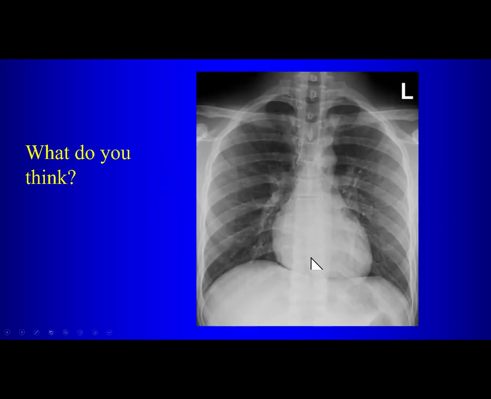All right, so we'll continue with our discussion of airway diseases. So starting with this chest radiograph, what looks abnormal? There's a lucency under the heart. Okay, so you can see this lucency here. So what do we call this?